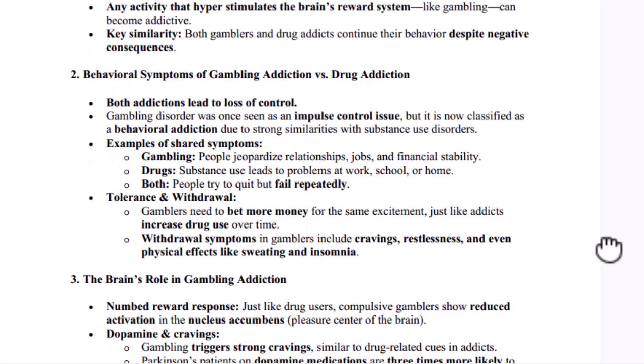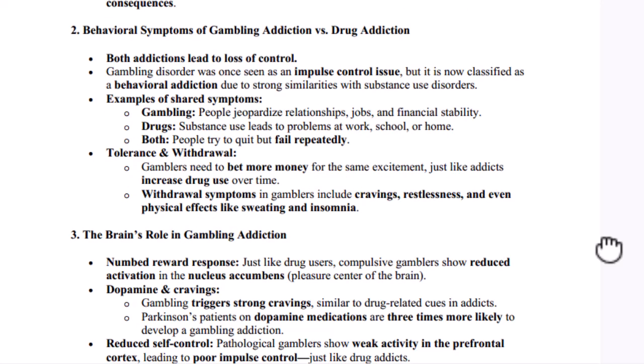Examples of shared symptoms: in gambling, people jeopardize relationships and financial stability. With drugs, substance use leads to problems at work, school, or home. Both people try to quit but fail repeatedly.